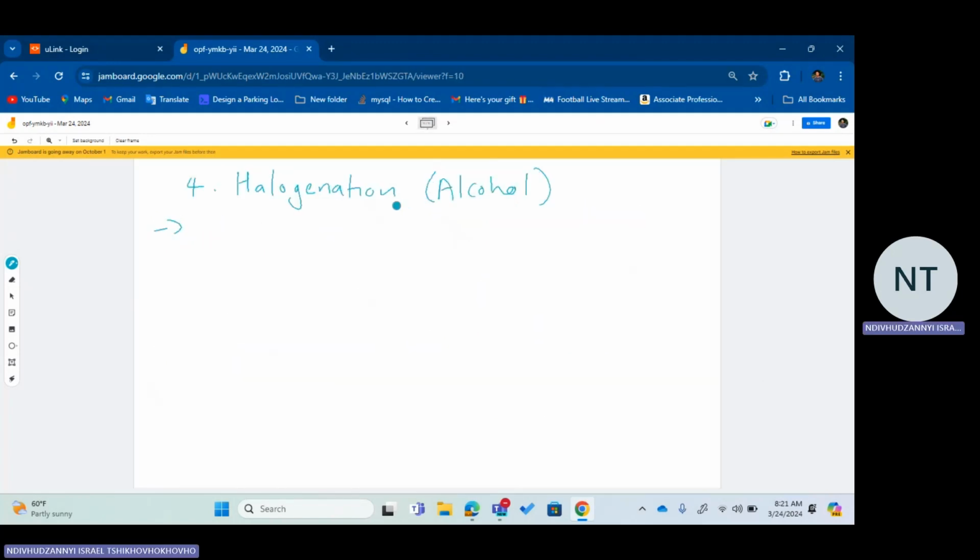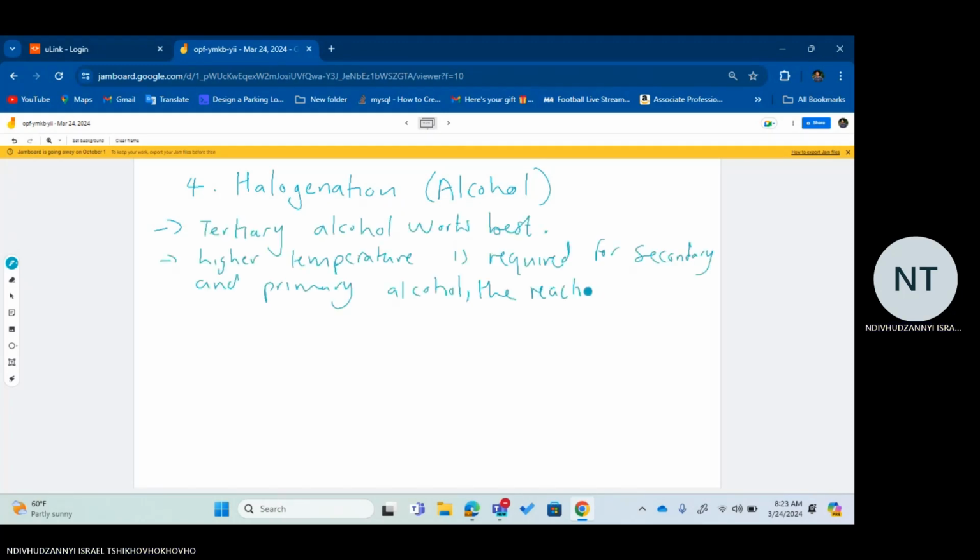And the fourth one is halogenation of alcohol. And the best one to use is a tertiary alcohol. Then higher temperature is required for secondary and primary alcohol, which will make the reaction much slower in our case. So let's take an example and see how it works.